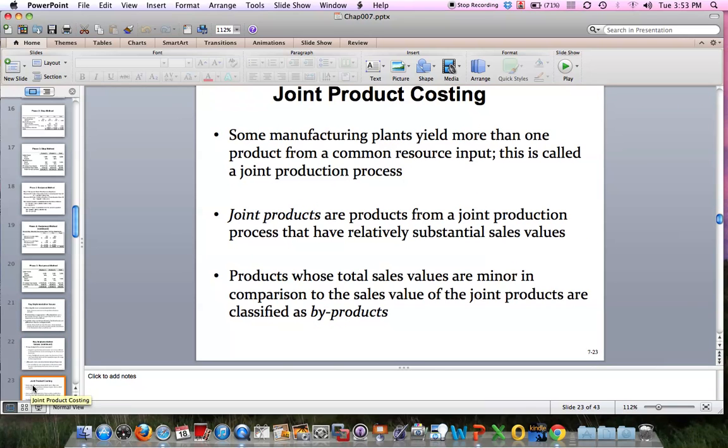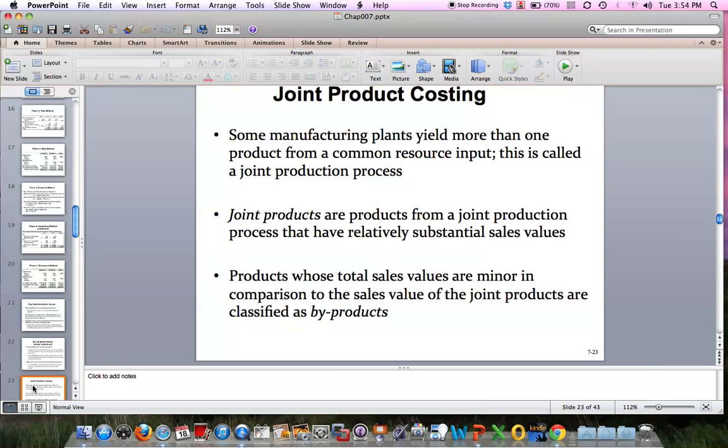Okay, let's talk next then about joint product costing, and that's kind of the rest of the chapter. This begins on page 241, so you're skipping just a few pages. Top of page 241, joint product costing. It talks about some manufacturing plants yield more than one product from a common resource input. So we've got one resource input that can be turned into several different products, at least two, if not more. So that's what they call a joint product.